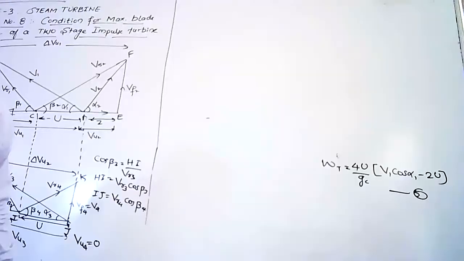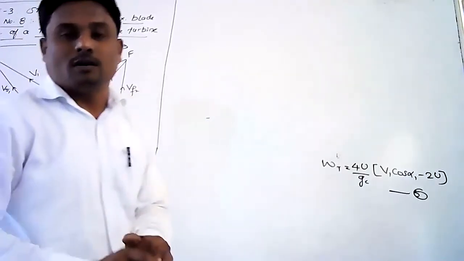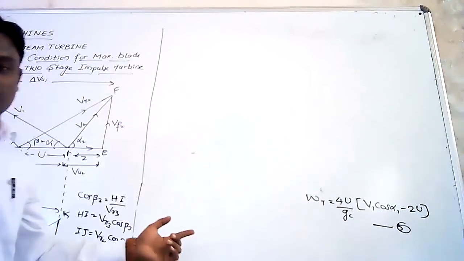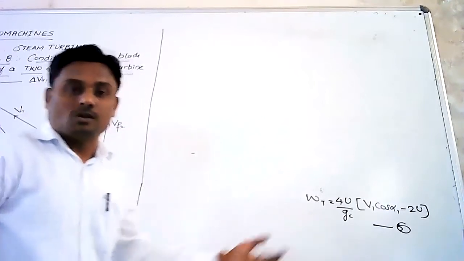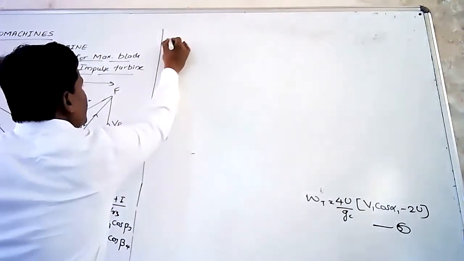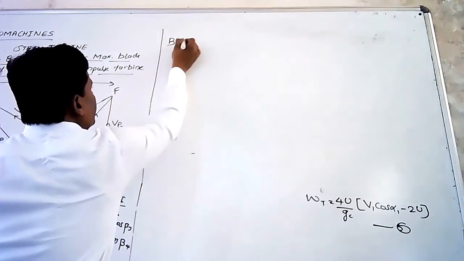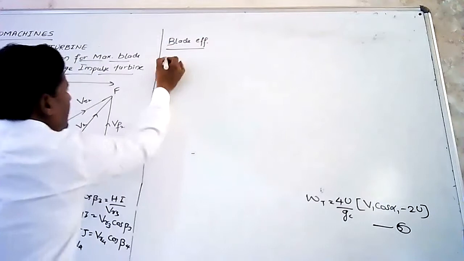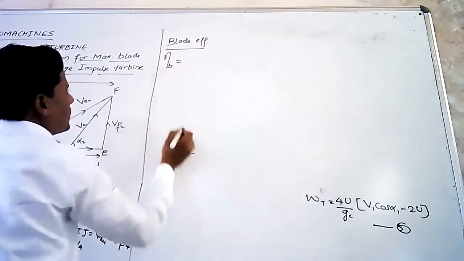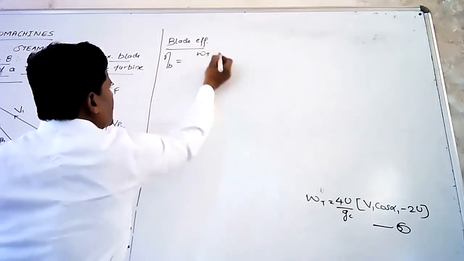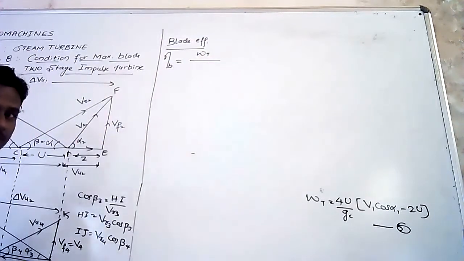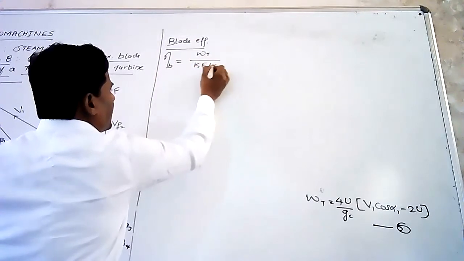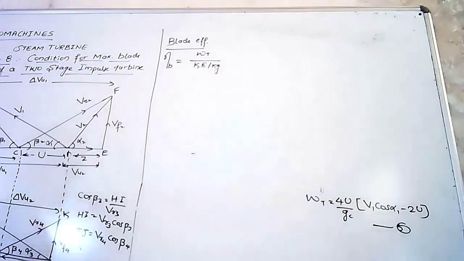Let us rub the board. Now I want the blade efficiency. This is the total work obtained from the complete turbine, both the stages. So how to write the blade efficiency? Blade efficiency or diagram efficiency is given by eta B equals total work done per kg of steam by both the runners divided by the kinetic energy supplied per kg of steam.